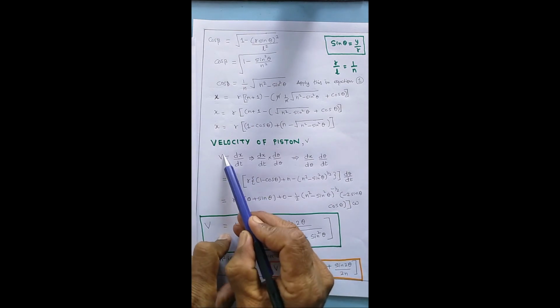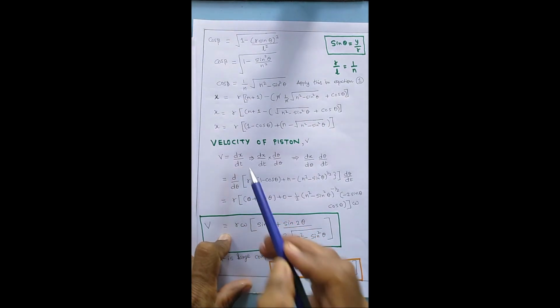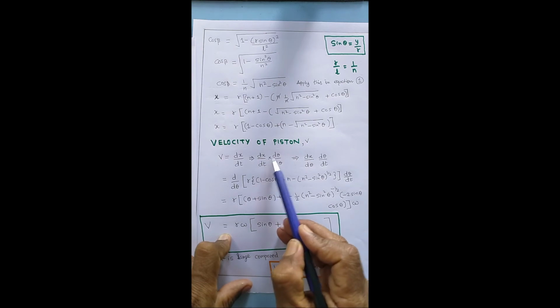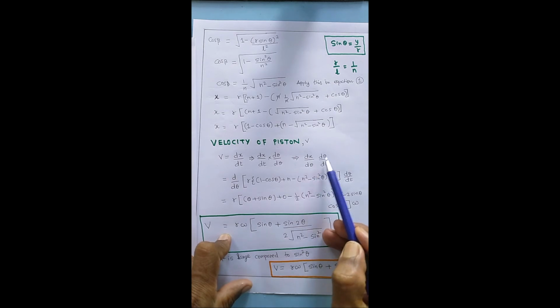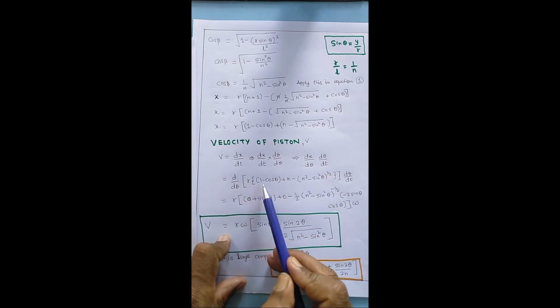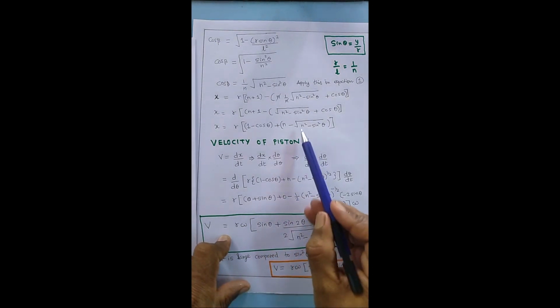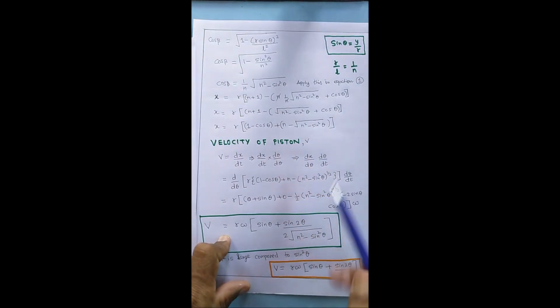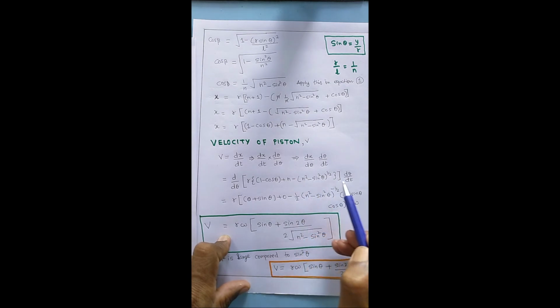So velocity of piston v is equal to dx divided by dt, that is the displacement with respect to time. So dx by d theta into d theta by dt. So d by d theta of this x term, r into 1 minus cos theta plus n minus root of n squared minus sin squared theta, which we can write as n squared minus sin squared theta whole power half, into d theta by dt.